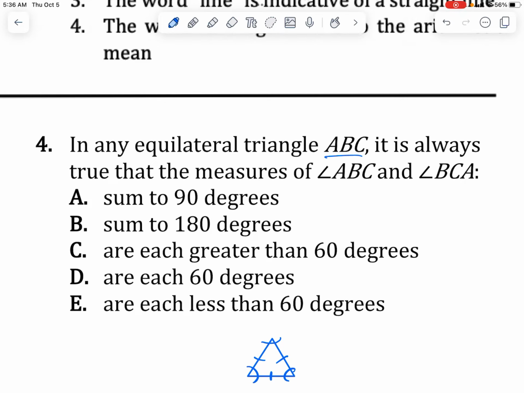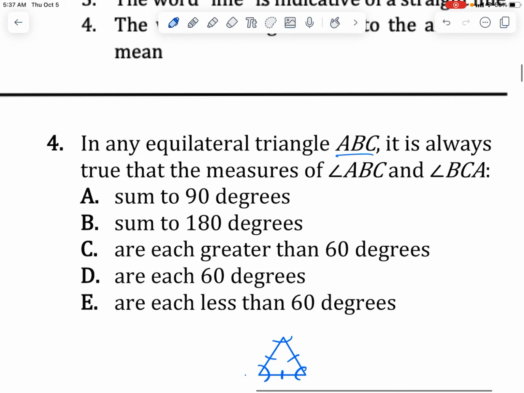Okay, everything's equal. So if we're looking at any two angles, let's just say this is A, B, C. This question's asking about angle ABC, which would be this one, and then angle BCA, which would be this one. What do we know about these two? Well, I just told you that they're the same. So that's going to be that right there.